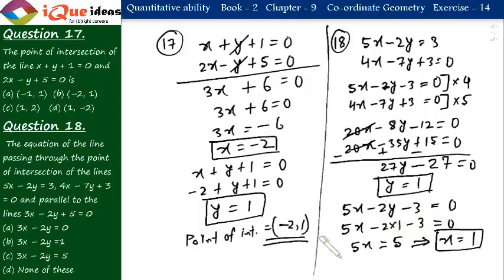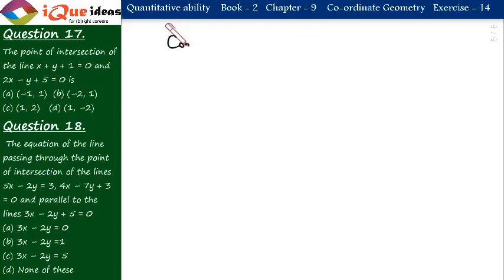So the point of intersection is 1, 1. So now the question becomes, we have to find the equation of the line that passes through 1, 1 and is parallel to 3x minus 2y plus 5, right? So let's continue the question number 18, right? So the equation of the line that is parallel to 3x minus 2y plus 5 equal to 0.